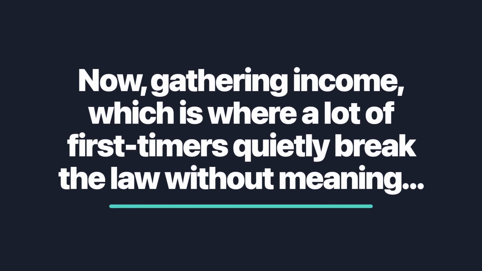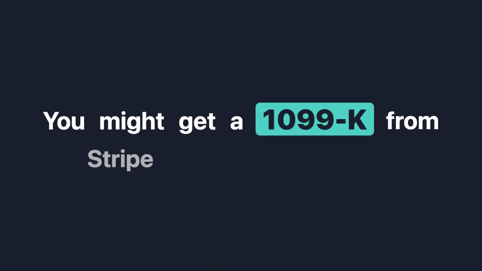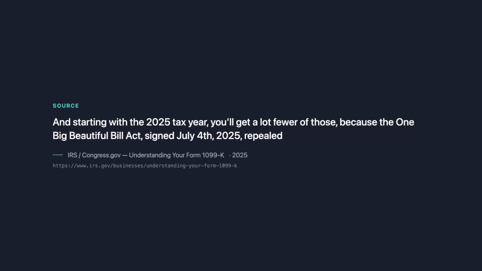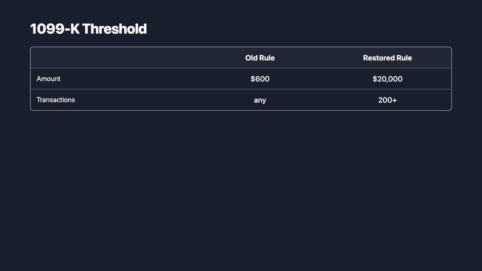Now, gathering income, which is where a lot of first-timers quietly break the law without meaning to. You'll get 1099-NECs from clients who paid you $600 or more during the year. You might get a 1099-K from Stripe or PayPal or a gig platform. And starting with the 2025 tax year, you'll get a lot fewer of those because the One Big Beautiful Bill Act, signed July 4, 2025, repealed the American Rescue Plan's $600 1099-K threshold and restored the old rule, $20,000 and 200 transactions before a platform has to send you one.